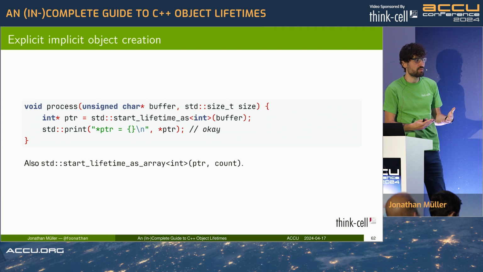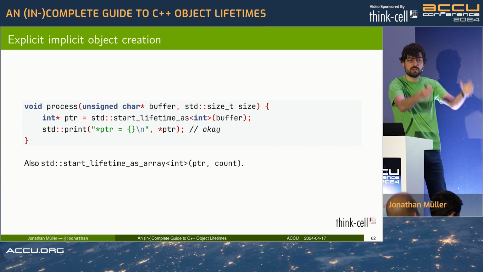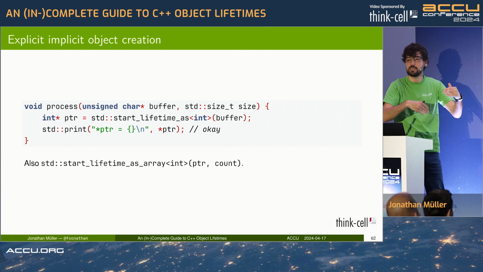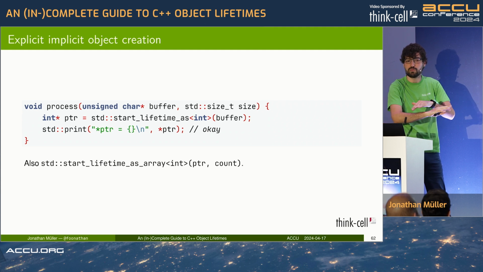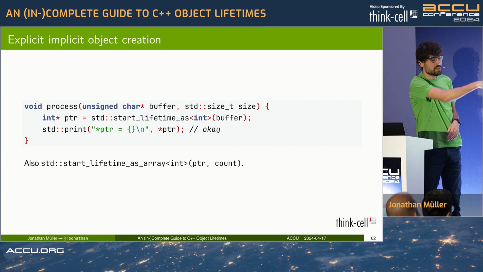So when you want to write code, for example you're doing socket IO, and you've got some bytes from the socket, and you want to say, the other side sent me this data structure, you can use start_lifetime_as with your data structure and say, this is my data structure, it now lives in the bytes of the socket. And you've got completely well-defined behavior. There's also a version for arrays, which takes a dynamic count.